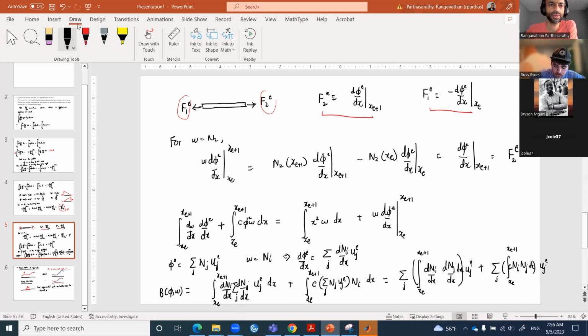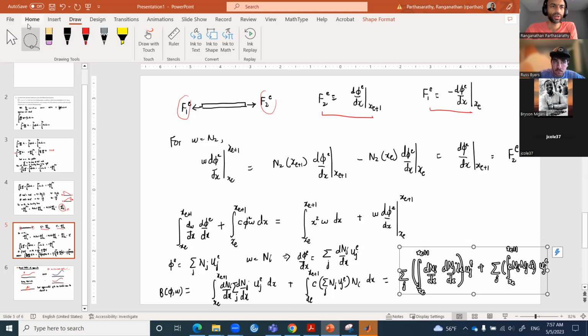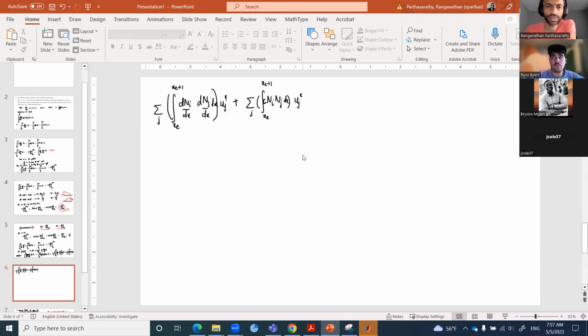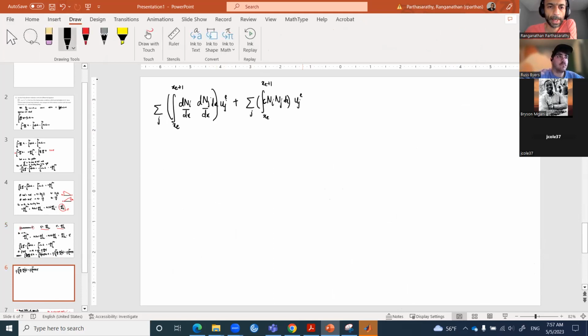This is the left hand side. So the left hand side we can rewrite as Kij uj, where Kij is equal to sigma c to xc plus 1.